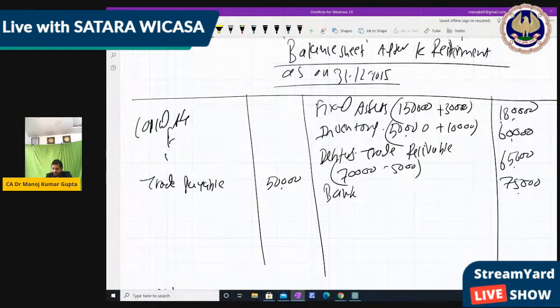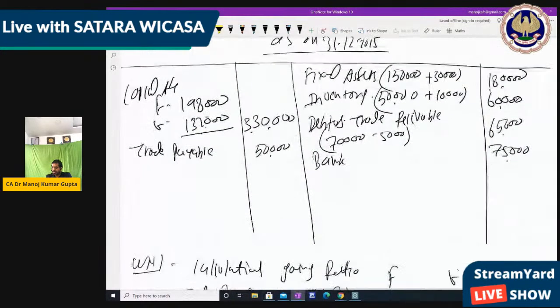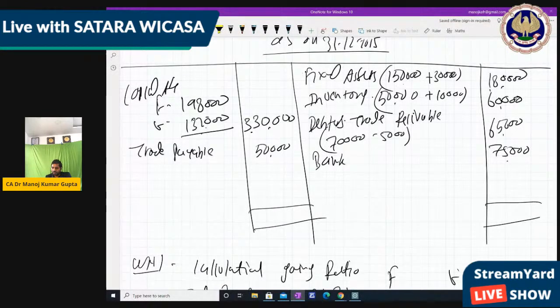Capital account F and G, 198 and 132 comes to 330, right? And the balance thing we have already done. Cash bank balance we have already done. So now the balance sheet must tally. 3,80,000. The total of this: 1,80,000 plus 60,000 plus 65,000 plus 75,000. This comes to 3,80,000. Account tally. Okay, understood, friends? Any doubt, any question, please ask.